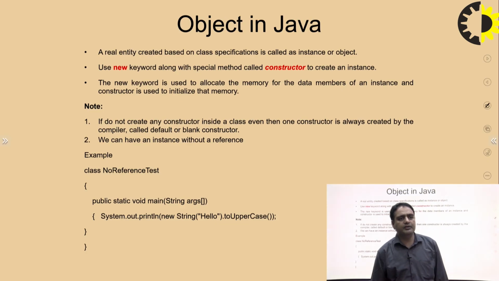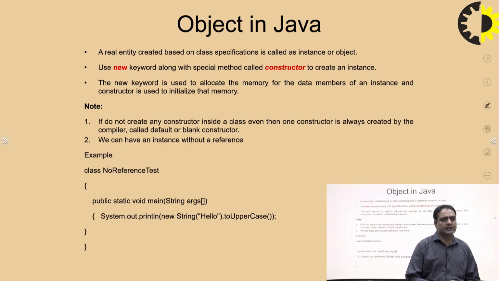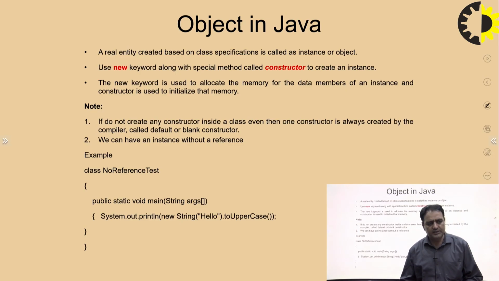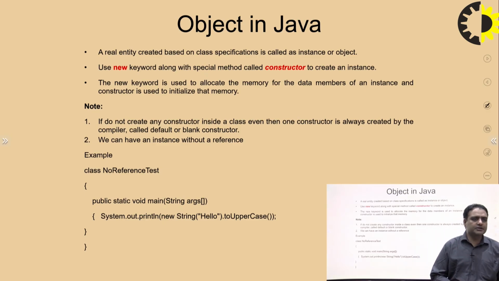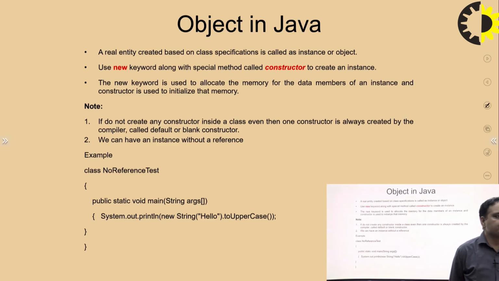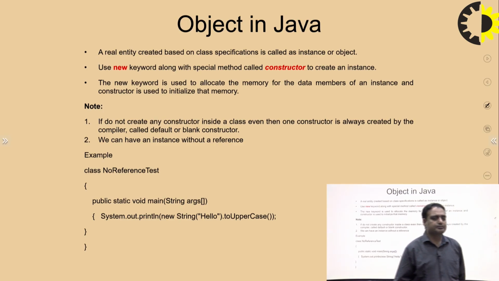We can further discuss the different types of constructors we are using, that is copy constructor, default constructor, and parameterized constructors. These are the constructors we already used in C++, and they are also used in Java. So the new keyword is used to allocate the memory for the data members of an instance, and the constructor is used to initialize the memory, means initialize the particular object. The constructor name has to be the same as the class name.